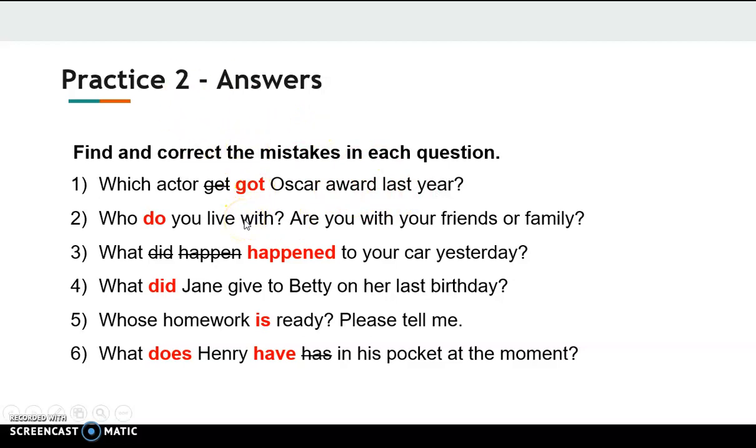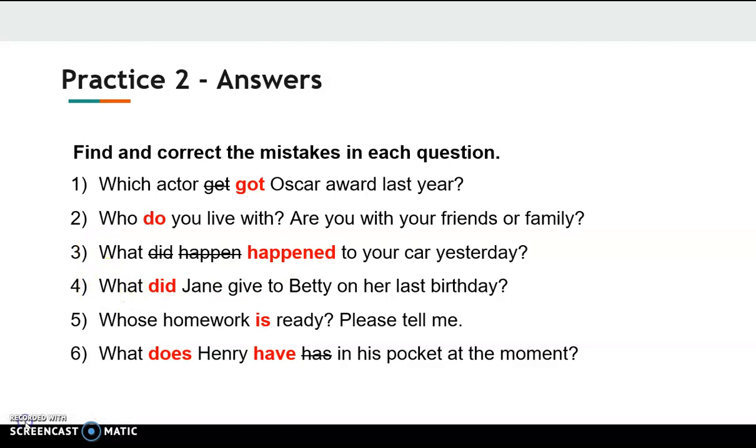Number 2. Who do you live with? You is the subject and we are asking for the object. As this is an object question, we need an auxiliary verb. According to the context clue, the auxiliary verb we need is do in simple present tense. Number 3. What happened to your car yesterday? This is a subject question. And because of yesterday, we need the second form of the main verb. We don't need an auxiliary verb in a subject question.